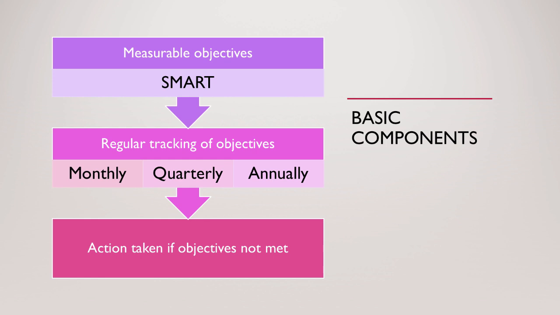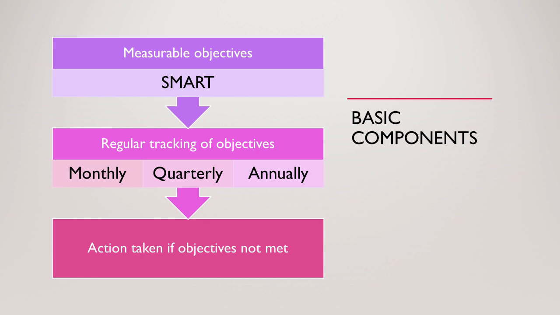So we have objectives, but they've got to be measurable because we're going to track them, and we're going to track our progress towards these objectives pretty regularly. This could be monthly, quarterly, or annually, depending on the objective and depending on the outcome that you want. As we track these objectives, we're going to take action if they're not being met.